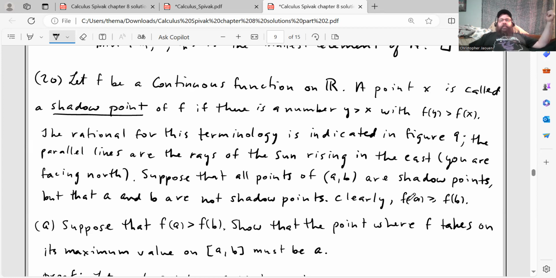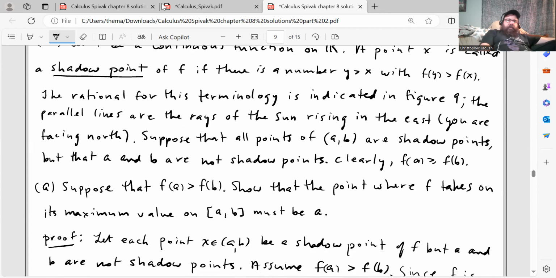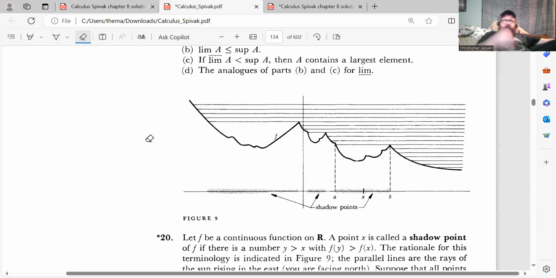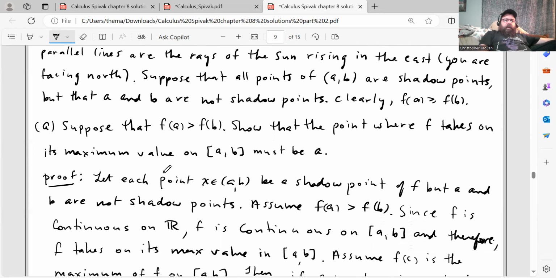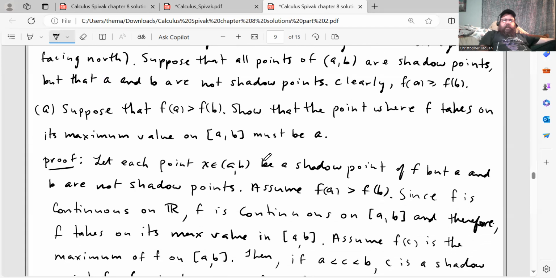Clearly, f of A is greater than or equal to f of B. Okay, so again, just going back to the picture so you can see. So here, if this is the interval from A to B over here, then all of these points are shadow points. All right, here's part A. Suppose that f of A is greater than f of B. Show that the point where f takes on its maximum value on the closed interval from A to B must be A. So here's my proof.